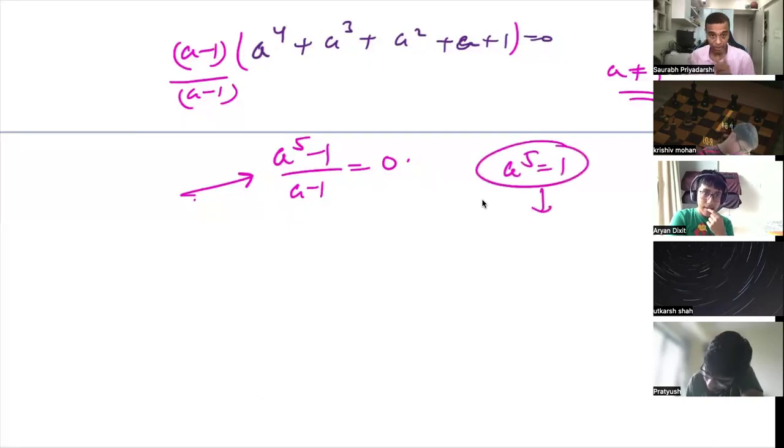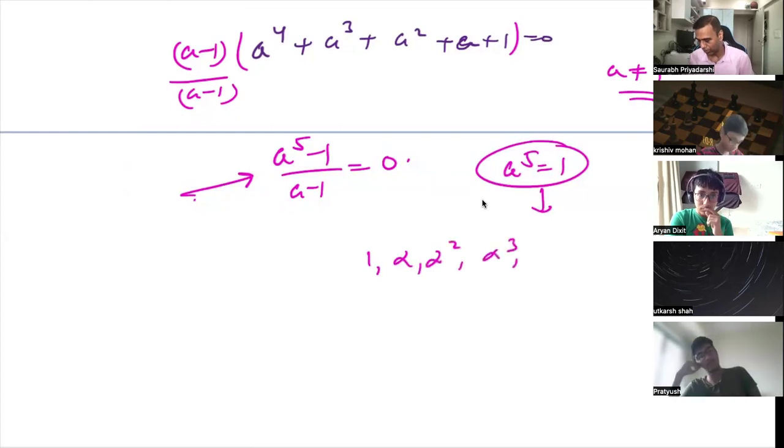So this will give you the 5 roots: 1, alpha, alpha square, alpha cube, alpha to the power 4. Alpha to the power 5 is the same as 1. But in this case, 1 is not our required answer. We can't take the value 1.